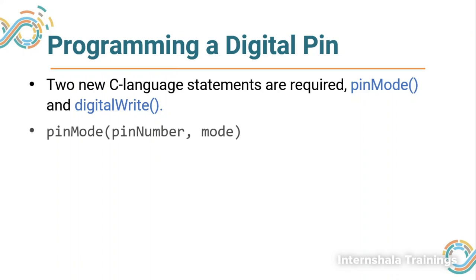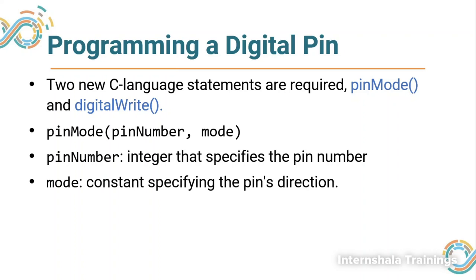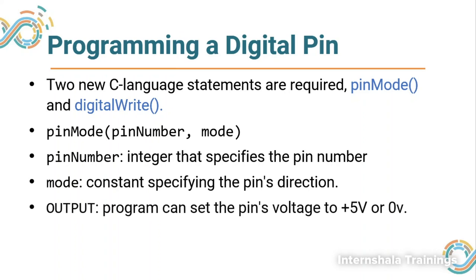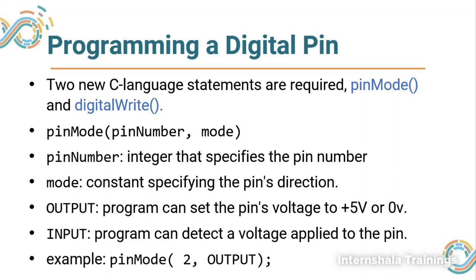So pinMode basically has two parameters, pin number and mode. Pin number is an integer which will tell you the pin number, and mode will tell you the direction. Here mode can be OUTPUT as well as INPUT, and we discussed these two already. An example of using this function is pinMode. In the brackets I have to write two parameters, pin number 2, OUTPUT. That means we are setting pin number 2 as my output pin for this particular program.